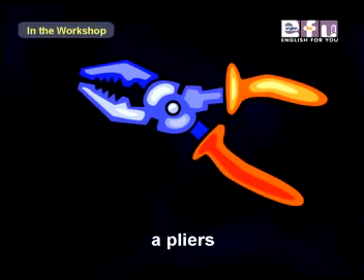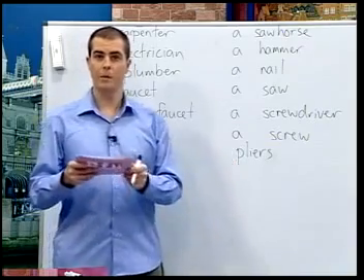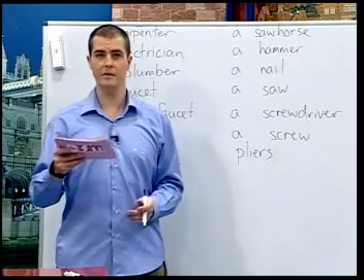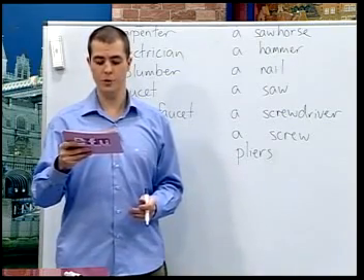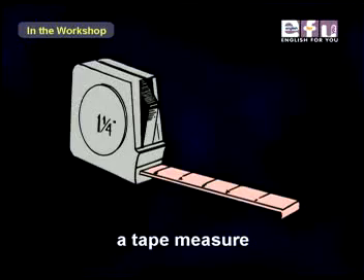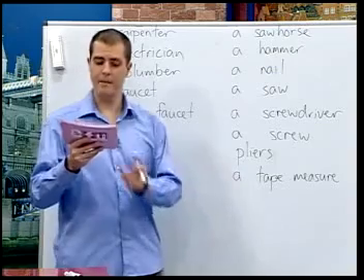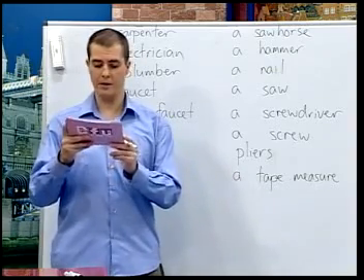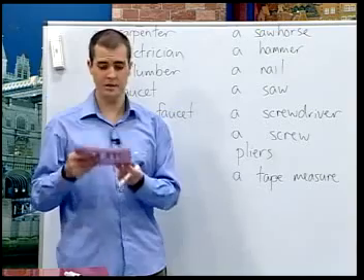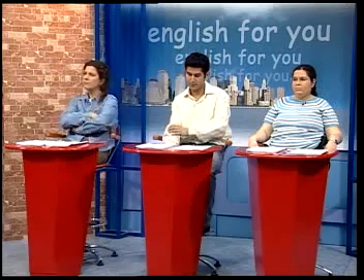Pliers. Well, this is a small tool made of two crossed pieces of metal used to hold small things or to bend and cut wire. And finally, a tape measure. A tape measure is a long, narrow band of cloth or steel marked with inches and feet or centimeters. It's used for measuring something.